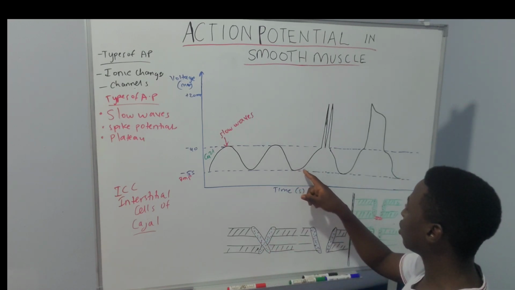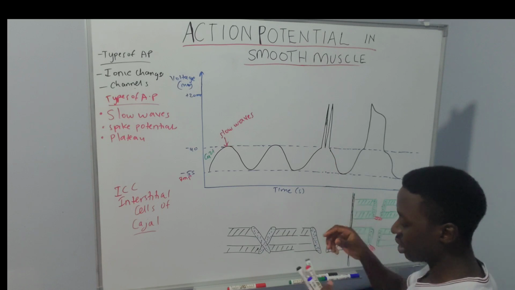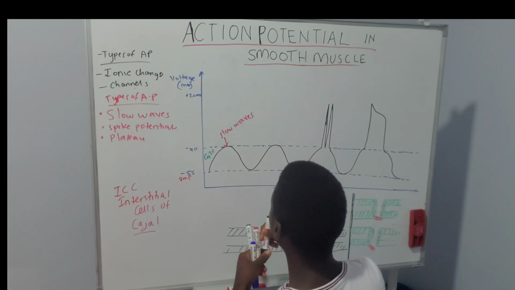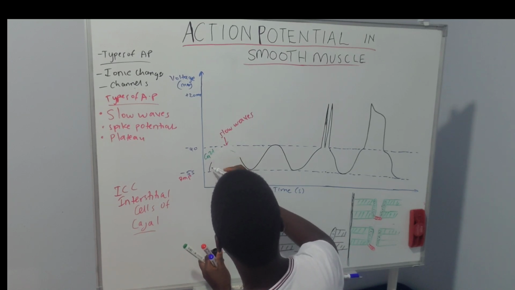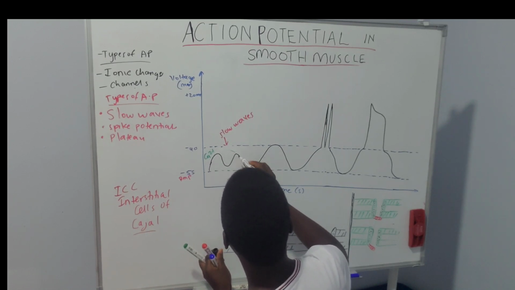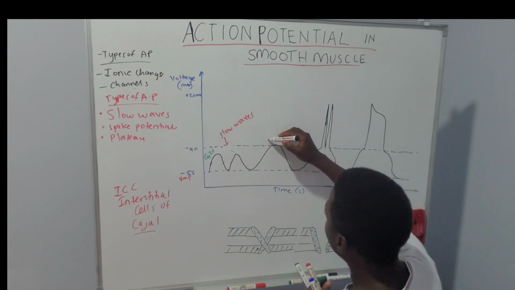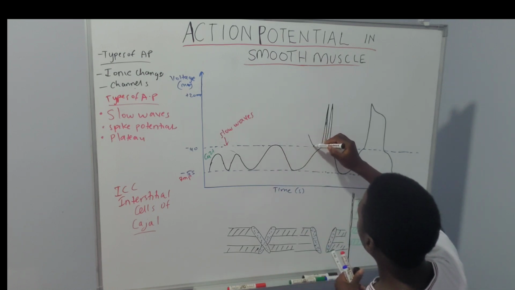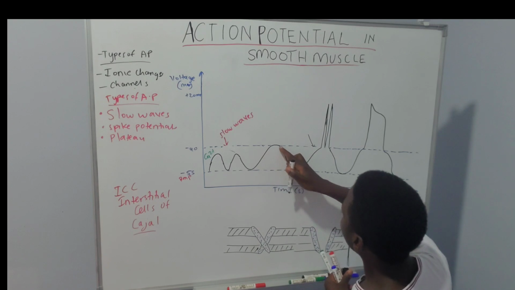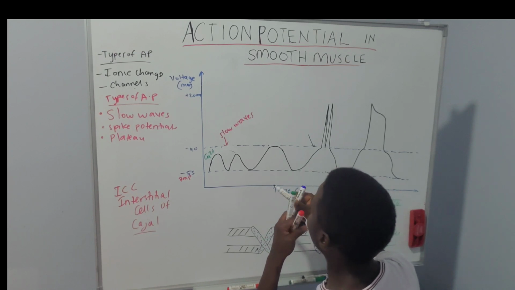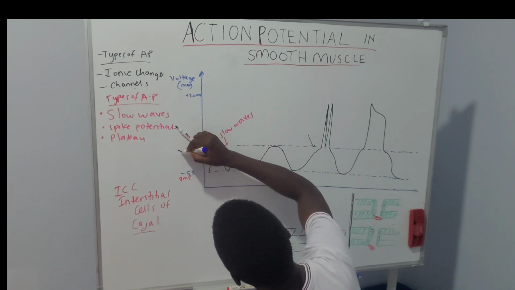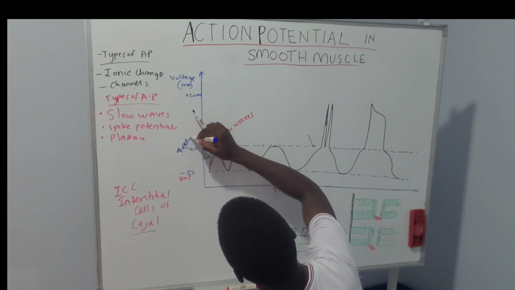So these slow waves, over time as they occur, in the presence of a stimulus or an excitation, the membrane potential reaches a threshold. Under normal circumstances, you find they are constantly undulating below threshold. But as soon as you get an excitation and the membrane potential reaches this threshold, this is what we are calling the threshold voltage.